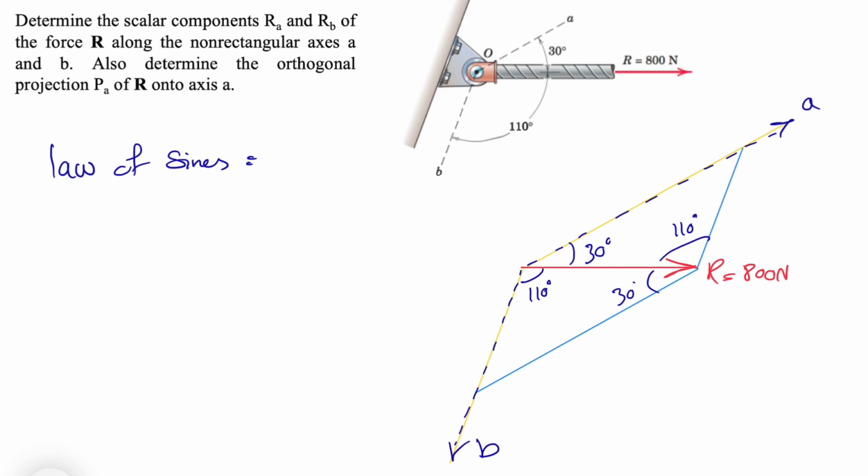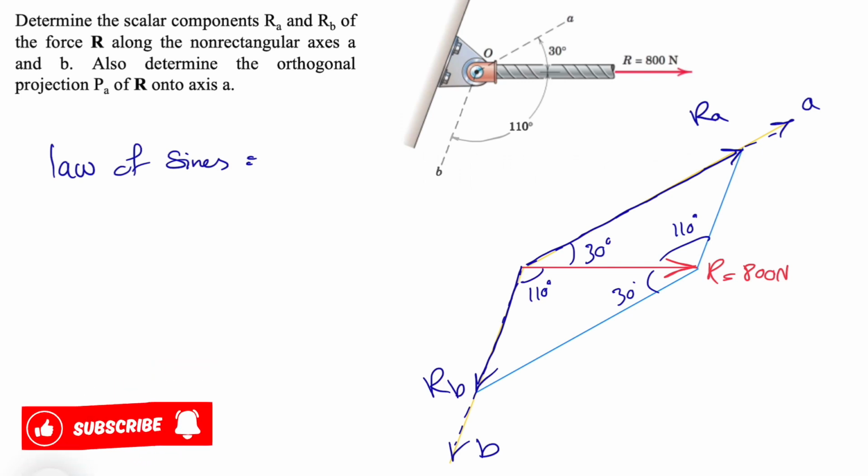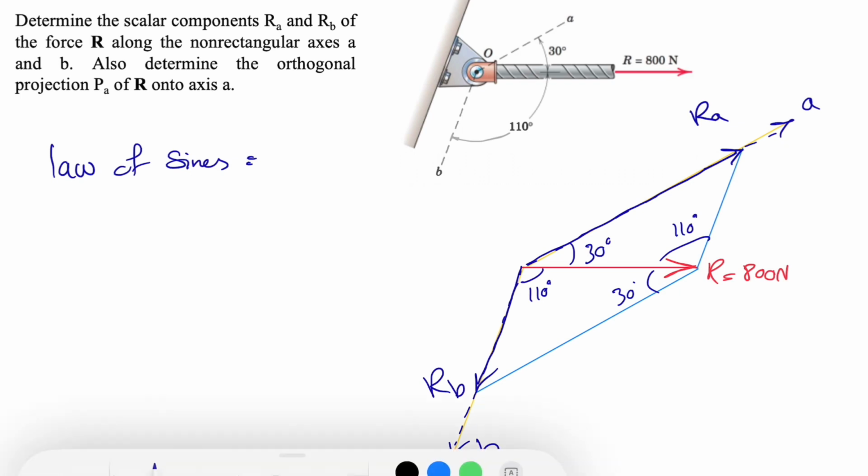We have 30 degrees here, and this will be 110, which means this angle is also 110 degrees, and we have 30 degrees in here too. Using the law of sines, what we're interested in here, we're looking for RA, which I'm showing in here, and RB, and we're looking for the scalar component. So what we care about is the magnitude.